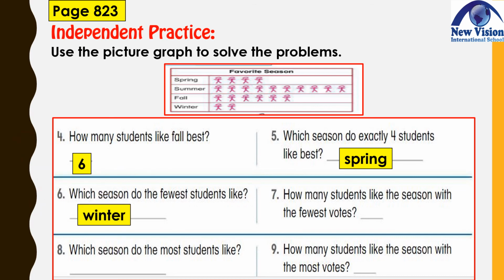Number 7. How many students like the season with the fewest votes? There are 2. Which season do the most students like? Most students. So we have summer season. How many students like the season with the most votes? There are 10.